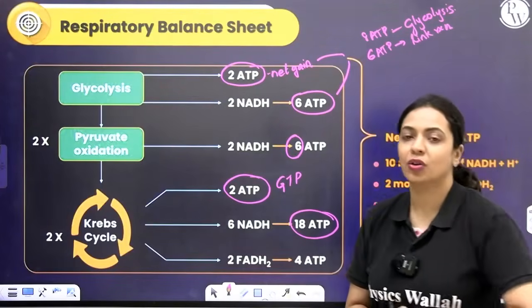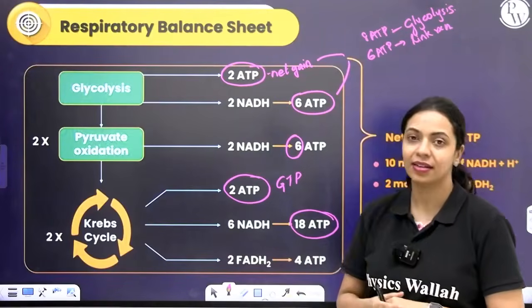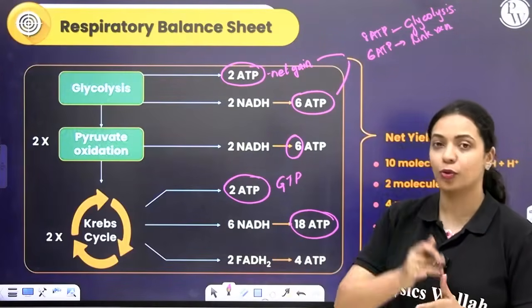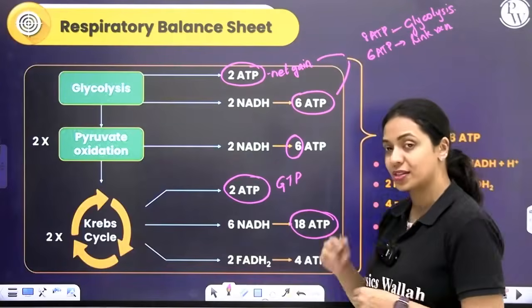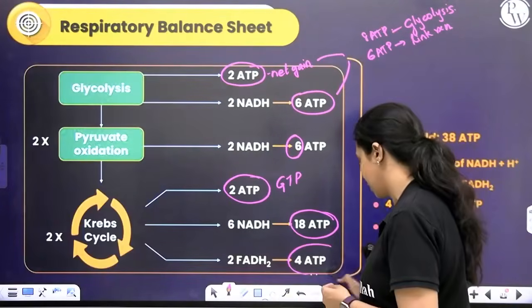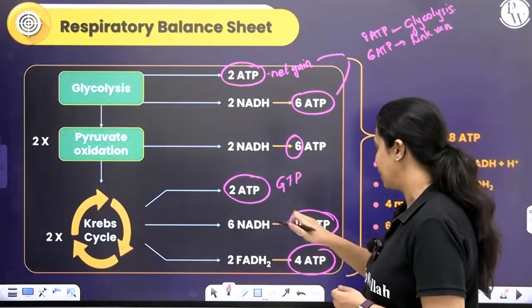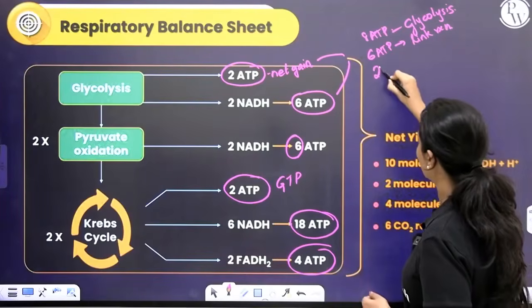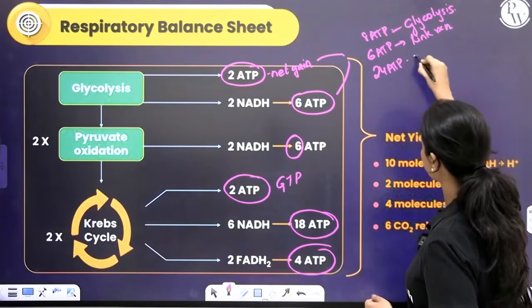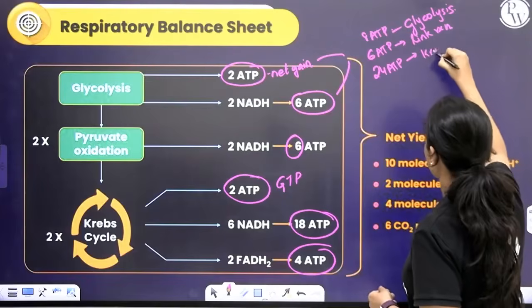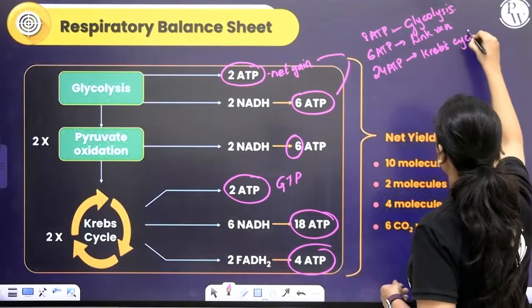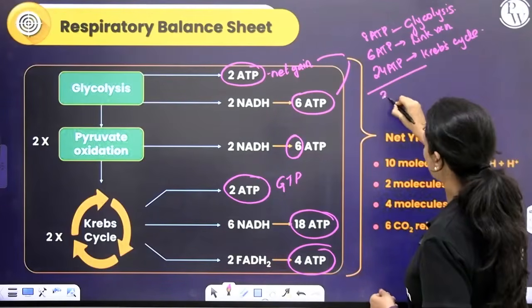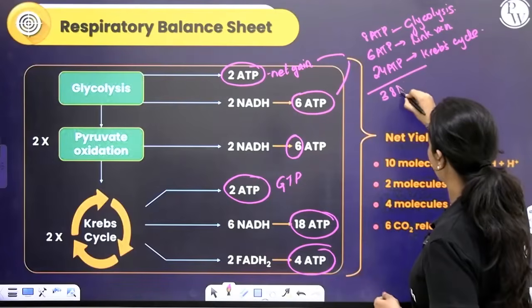During the formation of fumaric acid, succinic acid to fumaric acid, you will get 2 FADH2. Each one is equivalent to 2 ATP, so you get 4 ATP here. So 18 plus 4 plus 2, 24 ATP you will get from Krebs cycle. If you sum it all up, you will get 38 ATP in total.